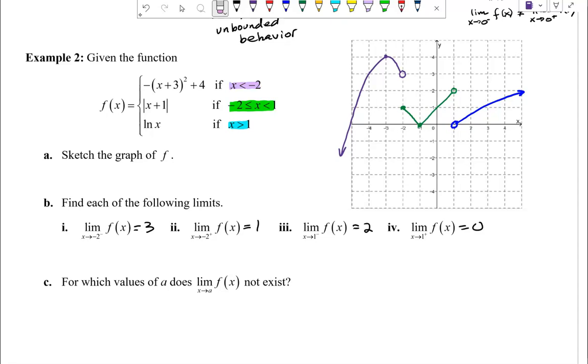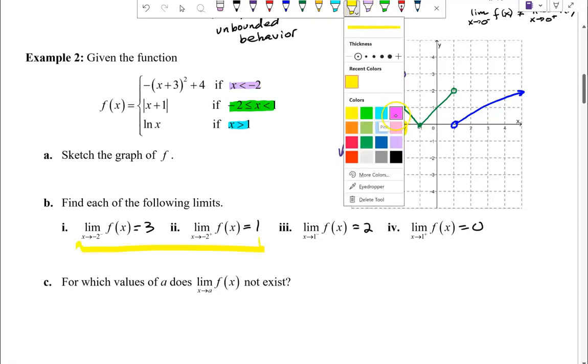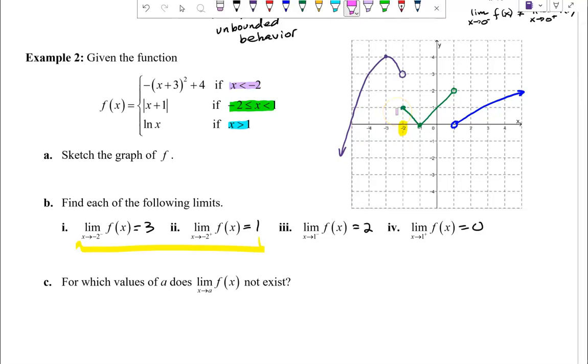Now, for part C, they want us to find the values a where the limit doesn't exist. Well, that's happening here because the right-hand limit and left-hand limit are not equal, right there. And it's also happening here because the right-hand limits and left-hand limits are not equal. So we're going to say a equals -2 and a equals 1.